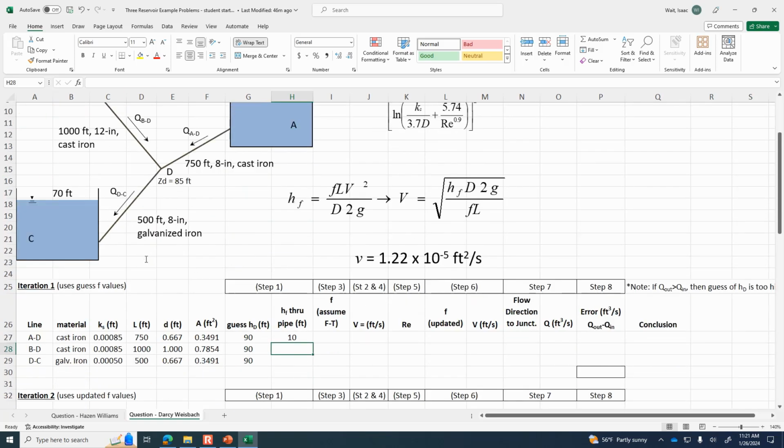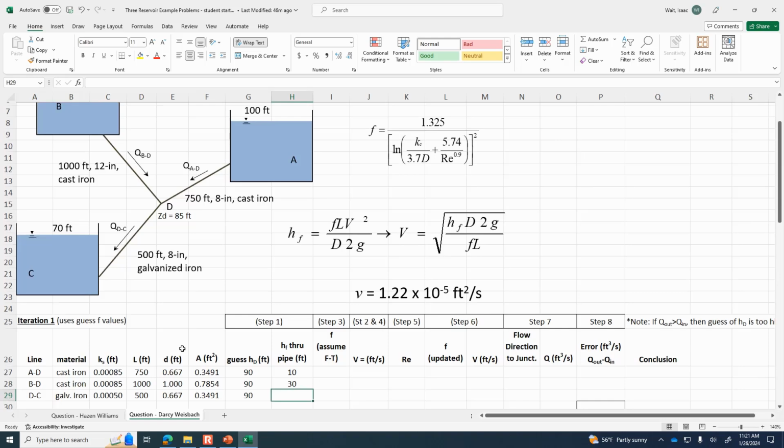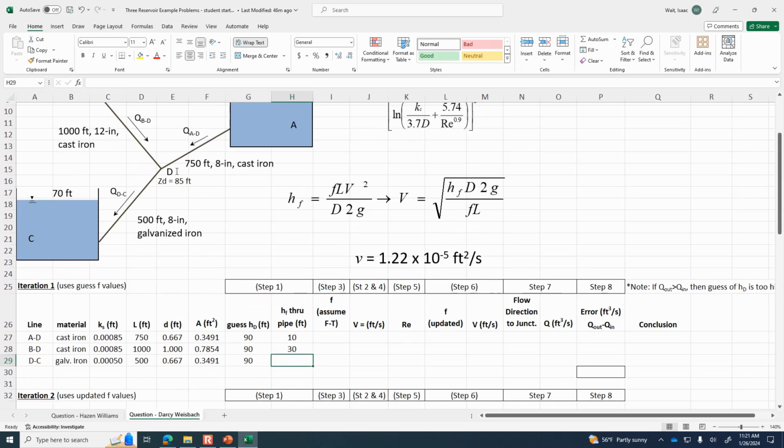BD would be equals 120 minus the head at D. And then DC would be our 90 feet of head minus the elevation of 70. So equals 90 minus, oh, actually, I could just click on that location. 90 minus 70. Okay, so our head losses are 10 feet of head implied through AD, 30 feet through BD, and 20 feet through DC.